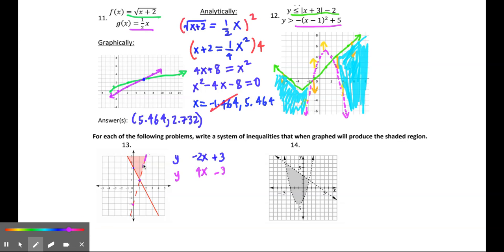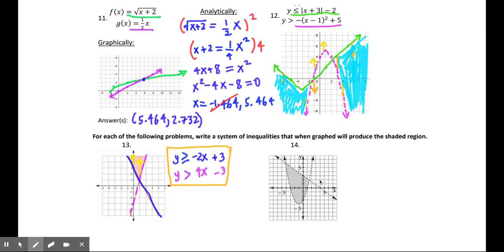So this one is dotted, and you can see the shaded area is above this line. So if it's dotted and above, it's just greater than. And then this one is a solid line, and you can see it's also above this line. So then you do greater than or equal to. And then that's your system.